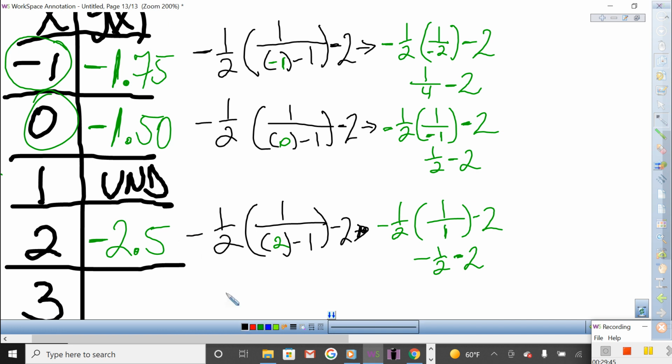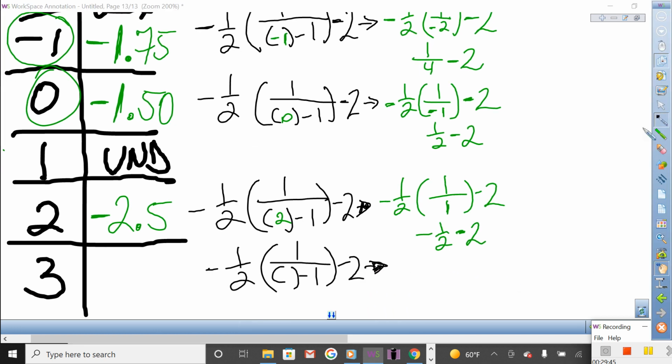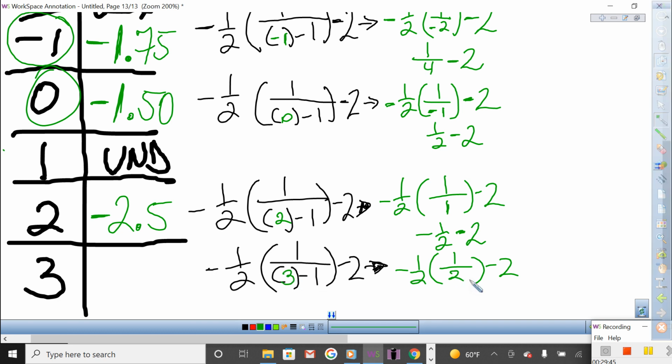Yes? And last but not least, -1/2. 1 over parentheses -1 minus 2. Move this up a little bit. So I write the -1/2. So 3. What is 3 minus 1? 2. Negative times a positive is still negative. 1 times 1 is 1. 2 times 2 is 4 minus 2. So that gives me what? -2 and a quarter, or -2.25. So far, so good? Yes, Mr. Q. All right.